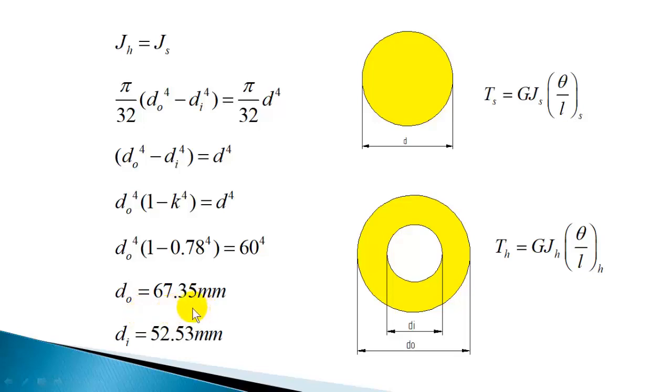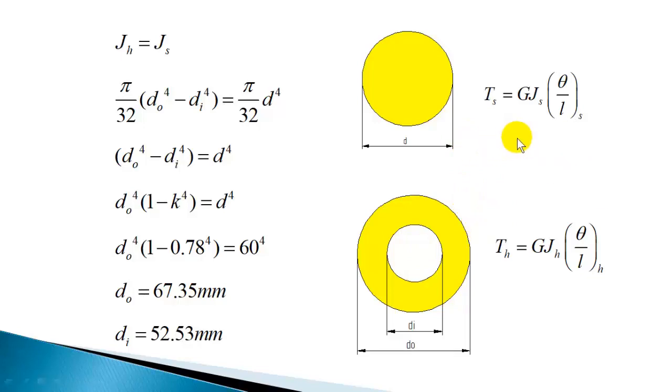So d naught you will get 67.35, and if you multiply this with 0.78 you will get d i as 52.53. Initially the solid shaft had diameter 60. Now you can replace it by a shaft with outer diameter 67.35 and inner diameter 52.53. Because the diameter ratio is given as 0.78, that ratio you cannot change. So keeping that ratio constant, a hollow shaft should have an outer diameter 67.35 and inner diameter 52.53 to have the same torsional rigidity.